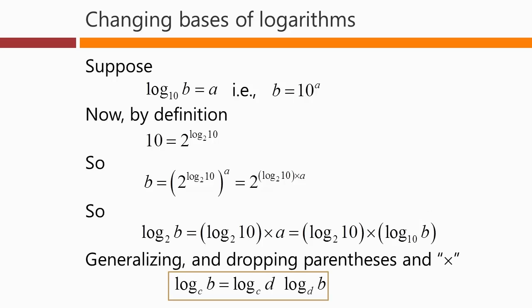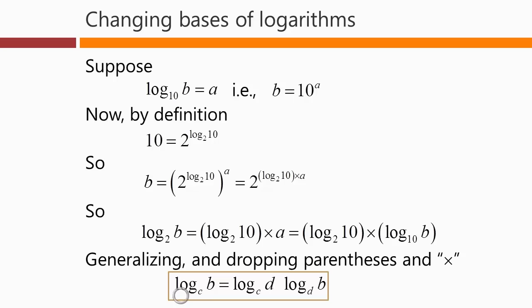We can generalize this and drop the parentheses here with the logs and the multiplication sign and say that log to the base c of b is log to the base c of d times log to the base d of b. Notice that the d's here are the same number in the two different positions in the middle of this expression here, so it makes it kind of easy to remember.